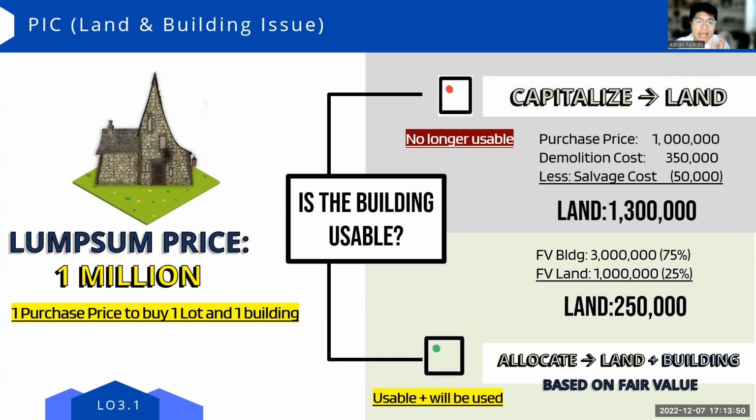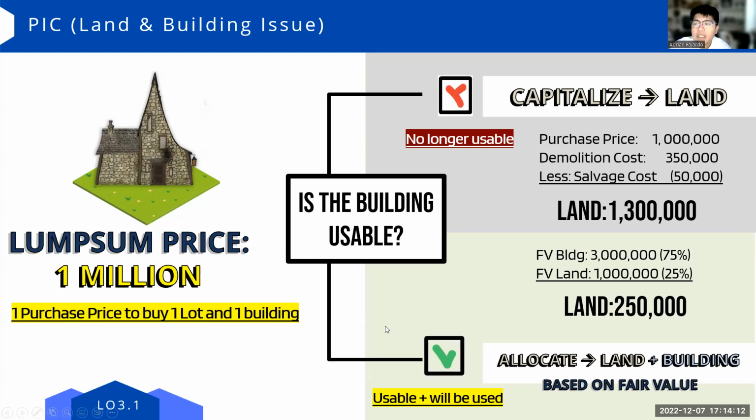Fair value. Again, fair value. When you allocate, you use the fair value. In some of the examples, in some of the exercises, lulutuhin kayo. Bibigyan kayo ng cost of building. Bibigyan kayo ng cost of land. But you cannot allocate using the cost of building or cost of land. You have to allocate based on fair value, right?